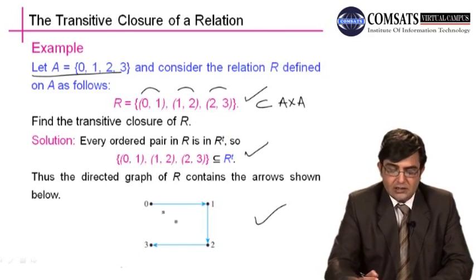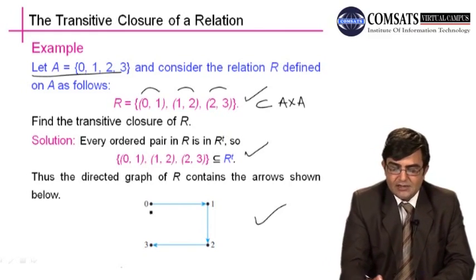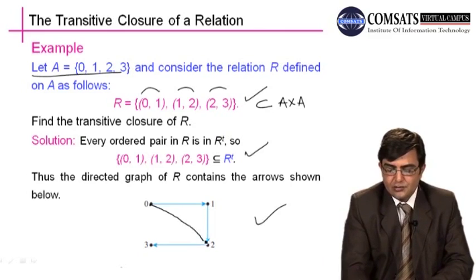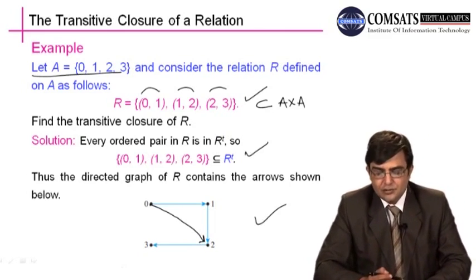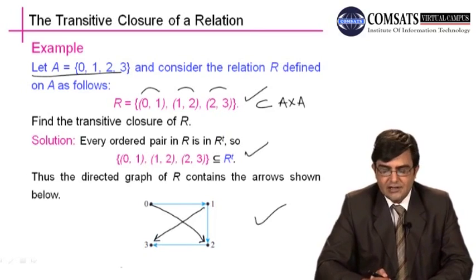For RT to be the transitive closure of a relation, or for RT to be a transitive relation, we must have 0 to 1, 1 to 2, and 0 to 2. 0 must be related to 2, and if we have 1 to 2, 2 to 3, we must relate 1 to 3 also to satisfy the transitive property.